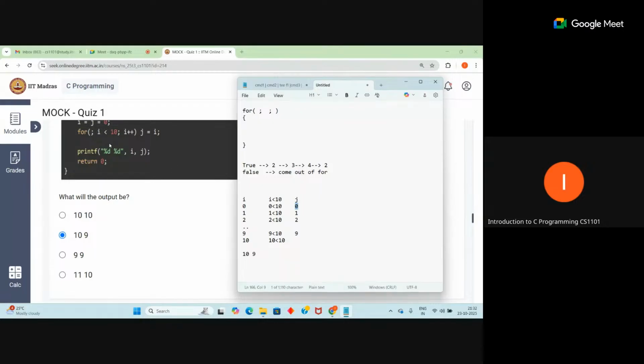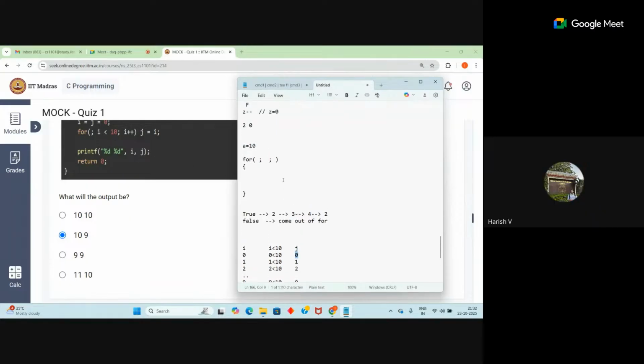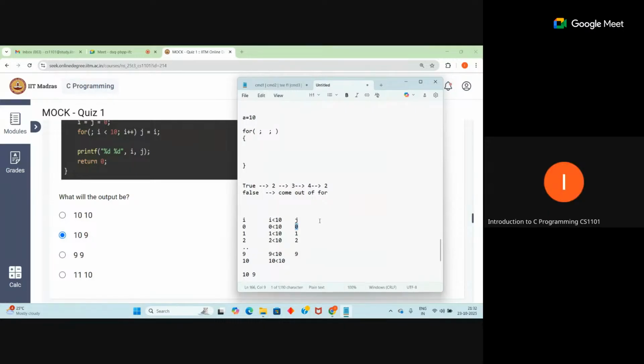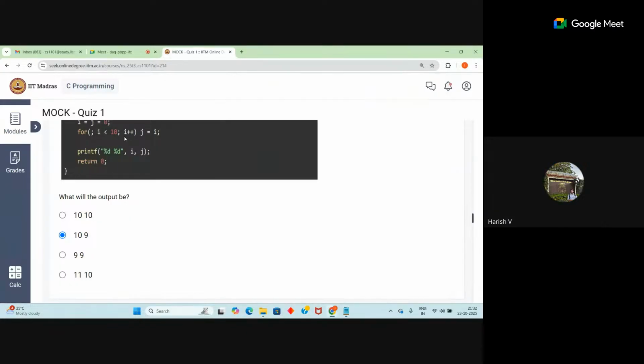After executing the body, it will increment the I value. I plus plus means I is equal to I plus 1. Whether you give plus plus I or I plus plus, everything will work the same in the for loop. The I value gets incremented by 1. Okay, ma'am.